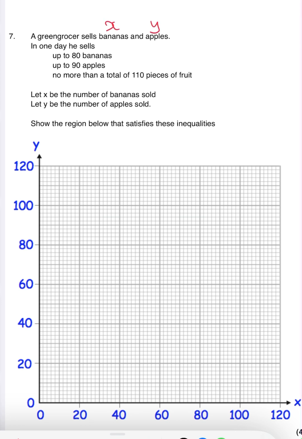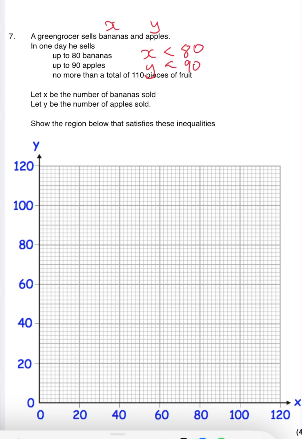One day he sells up to 80 bananas. When it says up to, that means not including. So X, the bananas, can be up to, which means less than, but not equal to, so just less than 80. Similarly for apples, which is Y, is less than 90. Let's put the 0 on the 80.